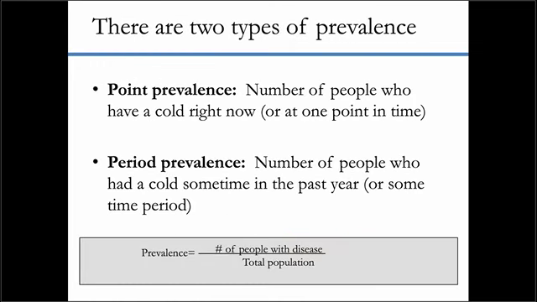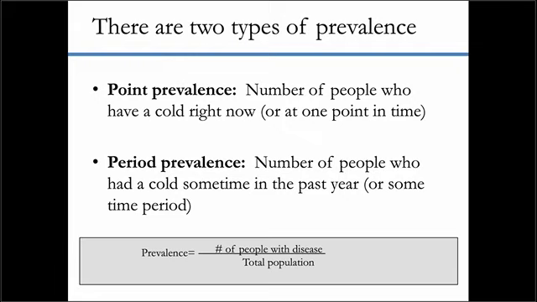There are two types of prevalence that we'll talk about, the point prevalence and the period prevalence. The point prevalence is the number of people who have the disease at one point in time. So for example, the number of people who have a cold right now, today, on the day that you're listening to this recording. The period prevalence, on the other hand, is the number of people who have a cold, for instance, or the disease that you're interested in, sometime in the past year or in some time period that you're doing your calculation for.